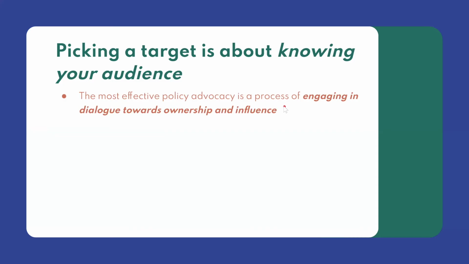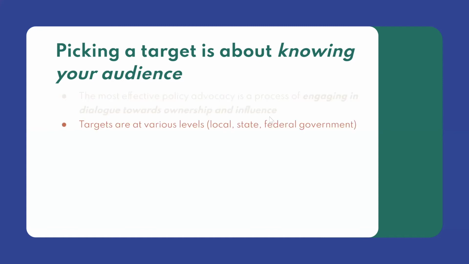But the most important thing about picking the right target is knowing who your audience is. The most effective policy comes from engaging in this dialogue and talking about the issues with people that have ownership and influence in the issue that you're interested in. We've been mostly focusing on targets at the federal level, but they also exist at the local level and the state level, depending on the scope of the issue.